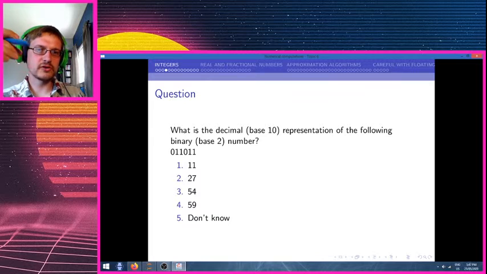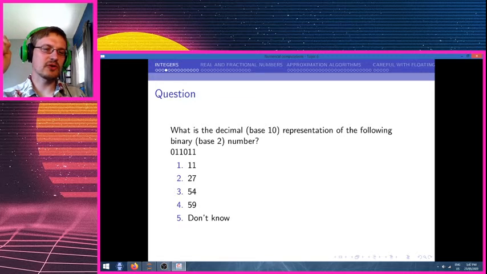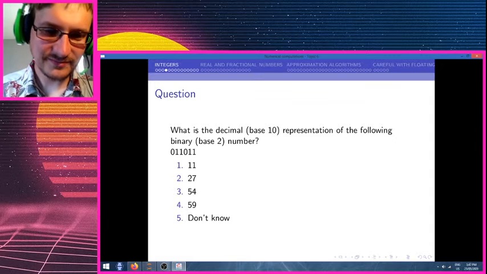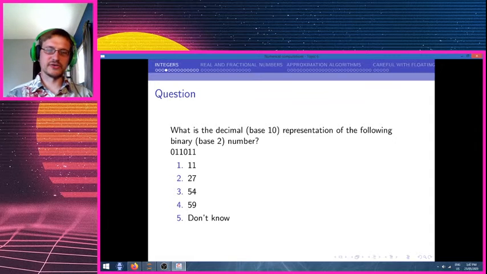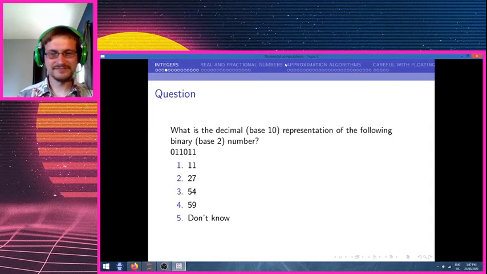So here's a question. What is the base 10 representation of the following binary number? 0110111. Is it 1, 11, 2, 27, 3, 54, 4, 59, or 5? Please enter your answers into chat now.